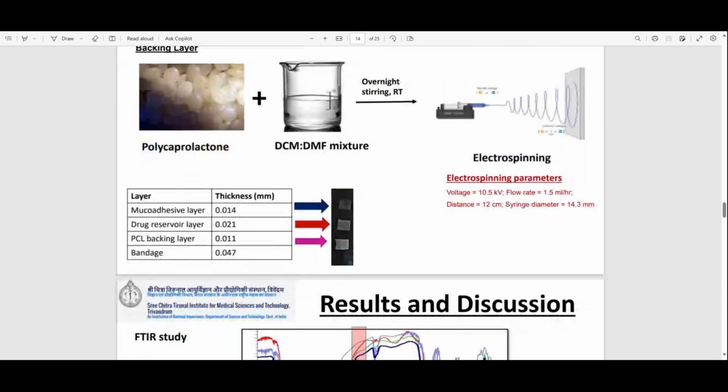So finally we have obtained three different layers. The mucoadhesive layer has a thickness of 0.014 mm, the reservoir layer 0.021 mm, and the PCL backing layer 0.011 mm. And the bandage as a whole has a thickness of 0.047. We have combined these three layers, sandwiched them by applying pressure at an elevated temperature, in order to get this sandwich bandage.